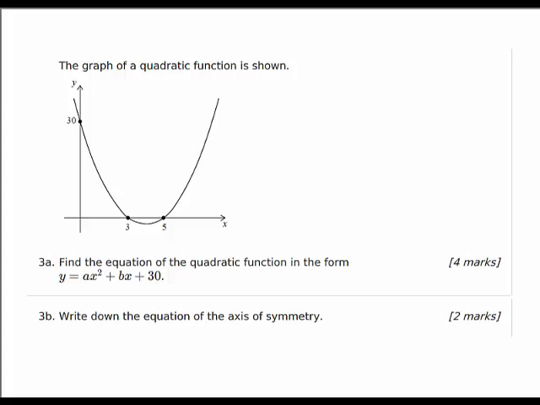So this is question number 3, and I'm going to actually start with part B instead of part A because it turns out to be the quicker and simpler of the two. And so writing down the equation for the axis of symmetry, you know that the axis of symmetry is basically this line that cuts it in half. And so that's got to be halfway between 3 and 5, so 4.